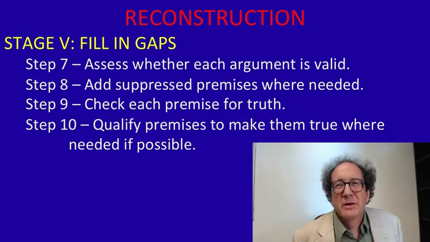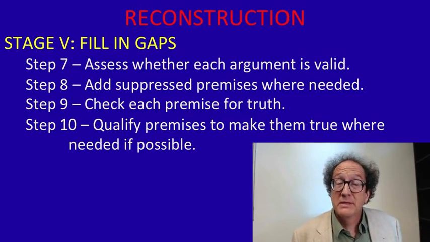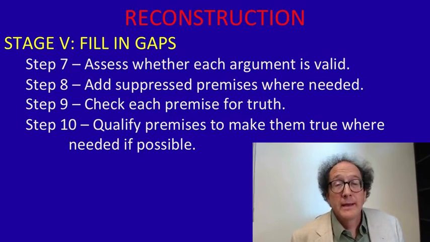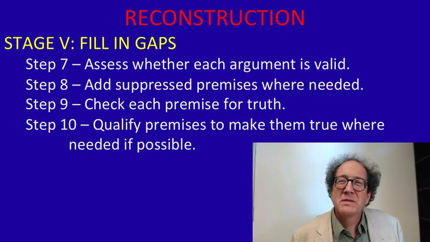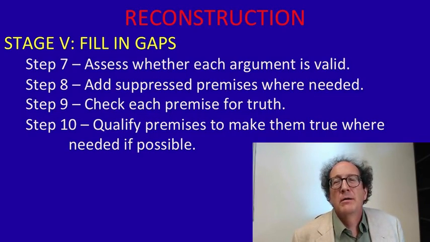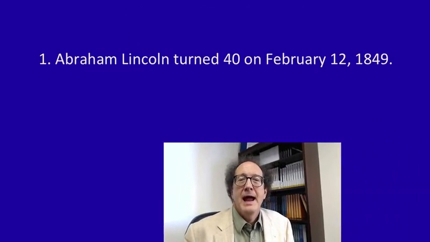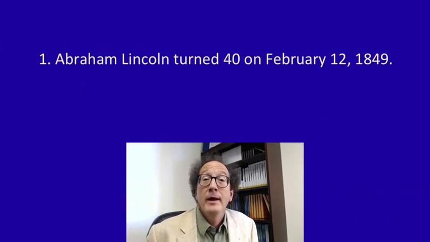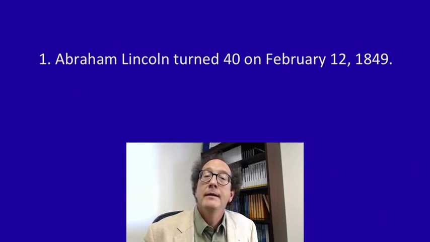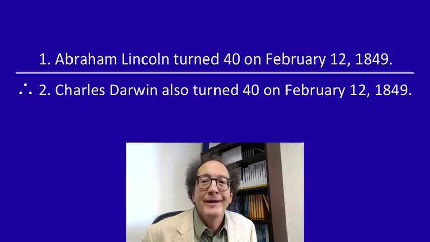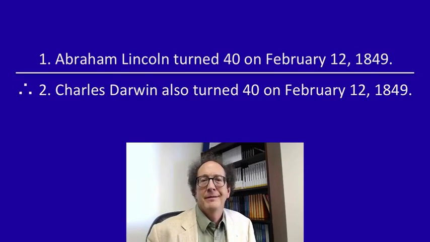The same steps are going to apply to all kinds of suppressed premises. And sure enough, there are all kinds of suppressed premises. So let's go through a few examples a lot more quickly in order to show the variety of suppressed premises that are assumed in arguments. Here's one example. Abraham Lincoln turned 40 on February 12, 1849. Therefore, Charles Darwin also turned 40 on February 12, 1849.